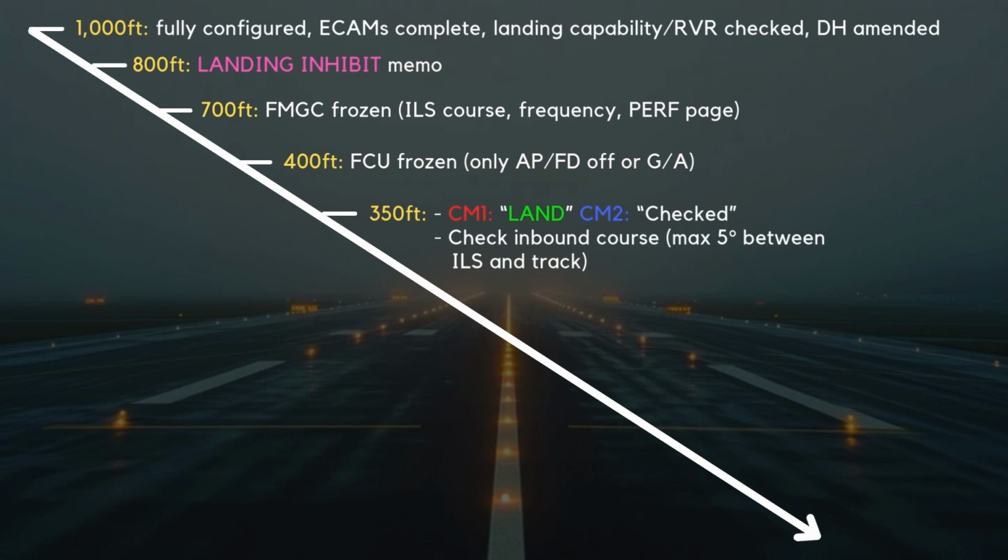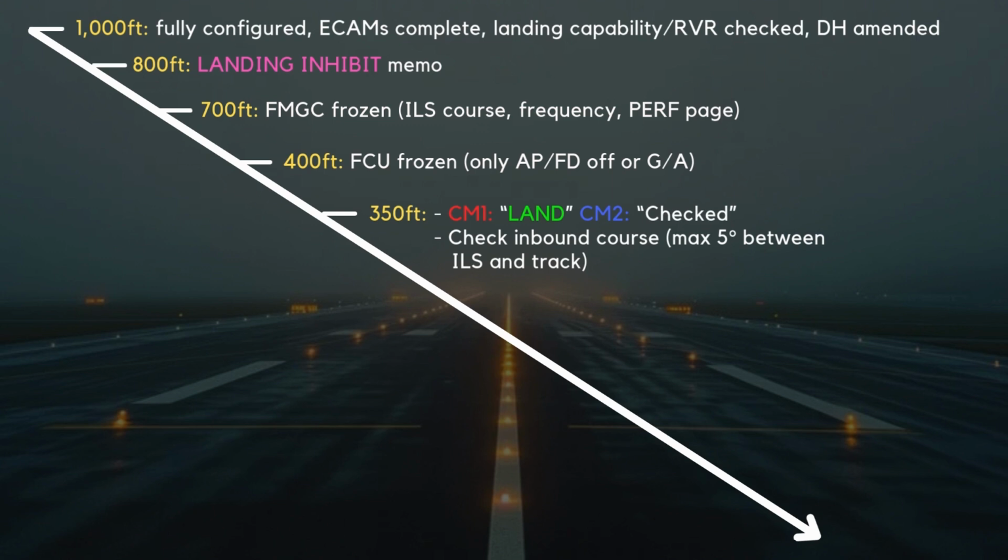By 350 feet, G/S and LOC is replaced by the LAND FMA. CM1 announces it, and CM2 replies, checked. This indicates the system is autoland capable and ensures the correct final approach guidance by checking there is no more than 5 degrees difference between the final approach track and the ILS course. The crew must check the inbound course is accurate to ensure the aircraft will be aligned correctly during the flare. If LAND is not displayed by 350 feet radio altitude, then an audio triple click will be heard and the FMA will change to display CAT 1, which will indicate that an autoland is now not possible.